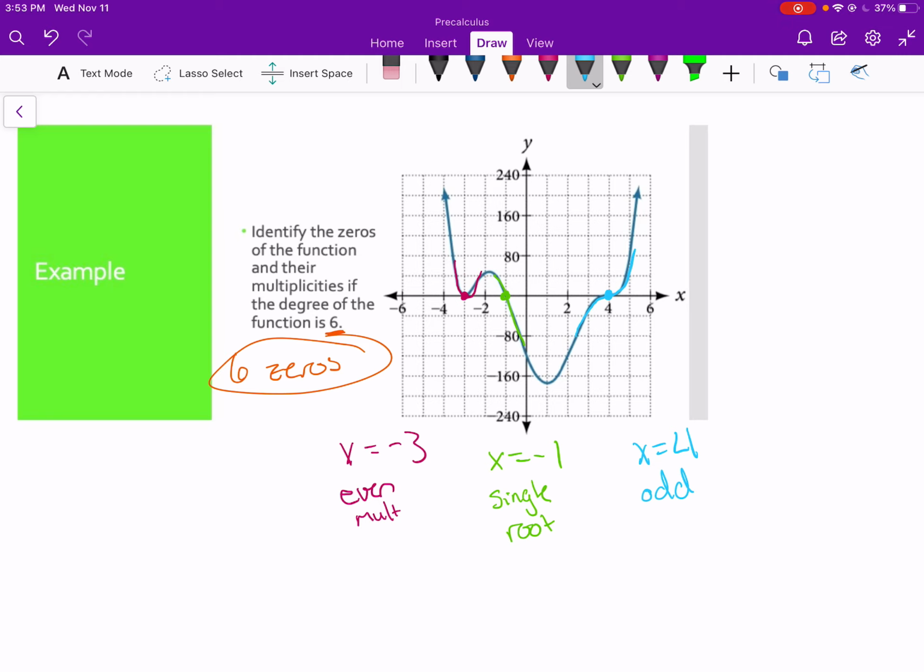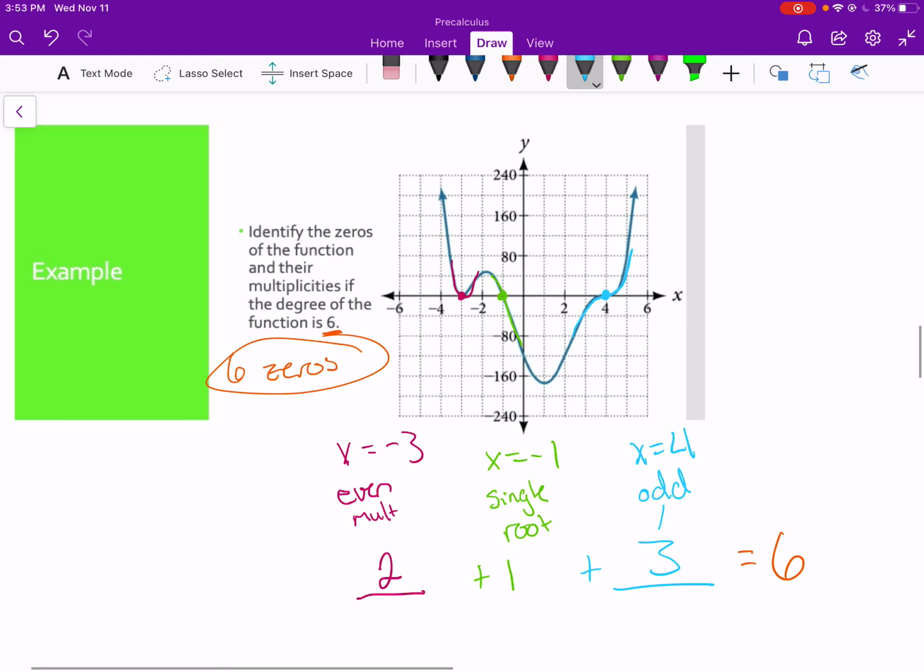So we need to find an even number that, if we add it to 1 and then add it to an odd number, we should get 6. I'm going to start with a basic even number, so I'll say 2. If that's 2, in order for this to work, this would have to be 3, which works out because 3 is odd and 2 is even. So we're going to say that x equals -3 is a double root, x equals -1 is a single root, and x equals 4 is a triple root.